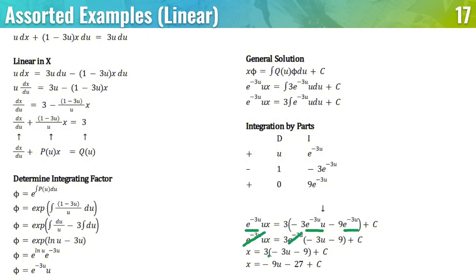So now you can distribute the 3, and you're left with x is equal to negative 9u minus 27 plus c. So keep your final answer like this, since for linear, we want x to be, it's equal to x, since this is, what is it called again? The independent variable. Wait, no. This is the dependent variable, and we want to keep our answers this way unless stated otherwise. So this is going to be our final answer for this number.